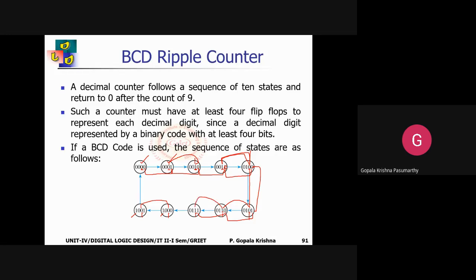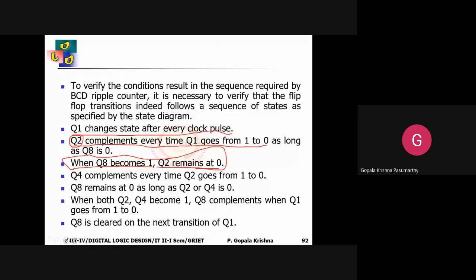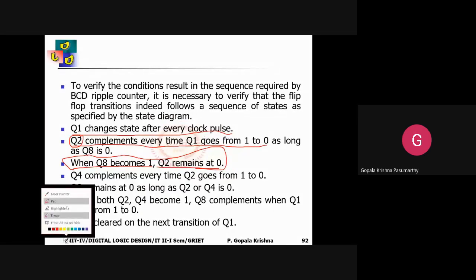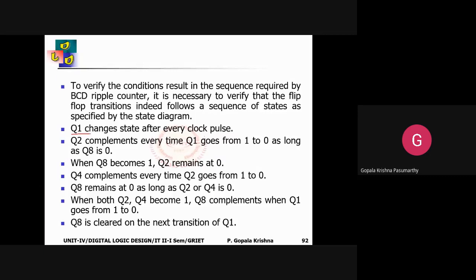When it comes to here, there is a different rule. When Q8 is 1, Q2 remains at 0. This is how we understand the second flip-flop transitions. So what do you understand from these transitions of the diagram? First point, Q1 changes after every clock pulse. So there is no rule for Q1, means the first flip flop changes its value every time. But when you come to the second flip flop, we have two rules. First rule is Q2 complements when Q1 goes from 1 to 0. Second, when Q8 becomes 1, Q2 remains at 0. So the two rules are over.